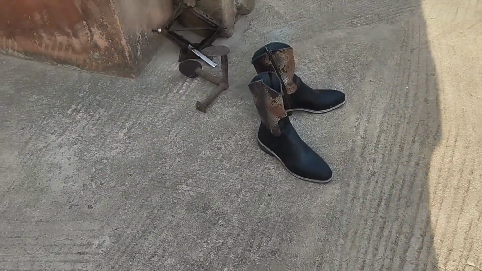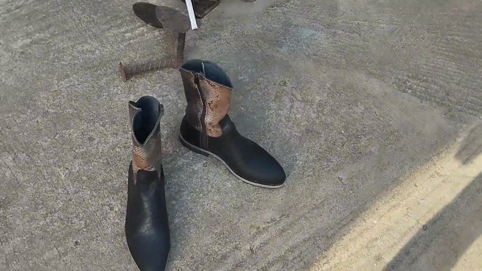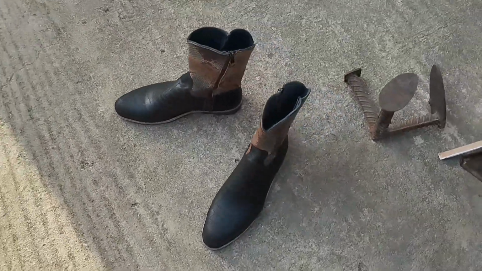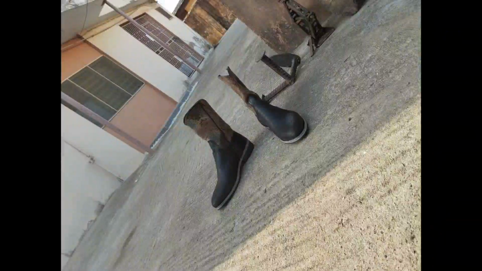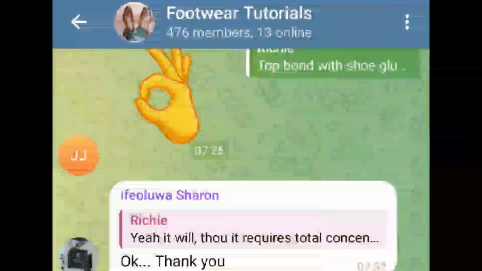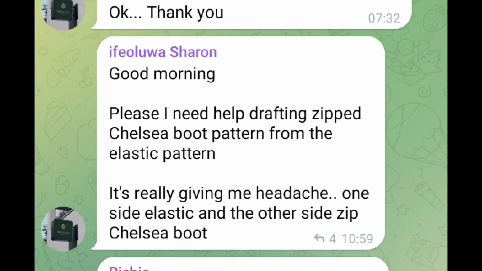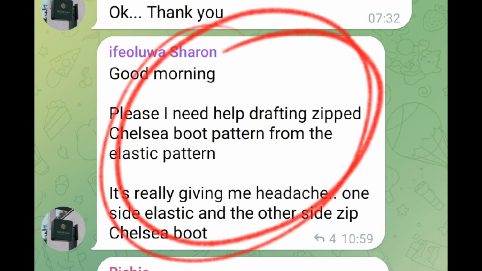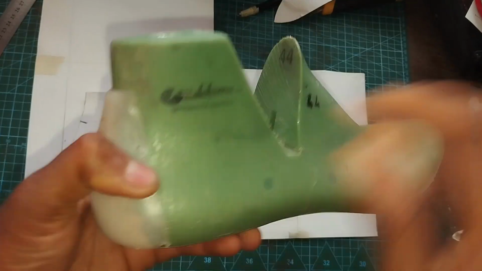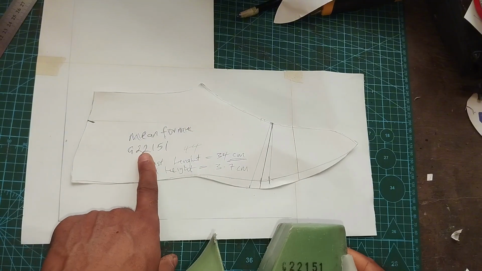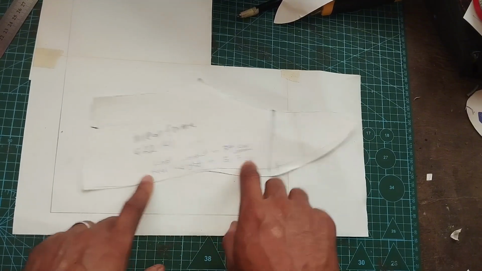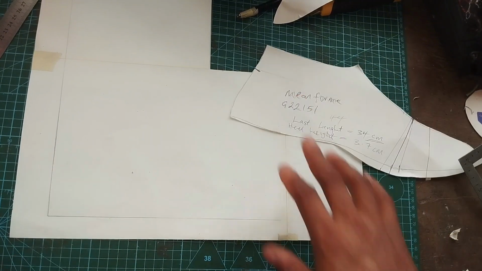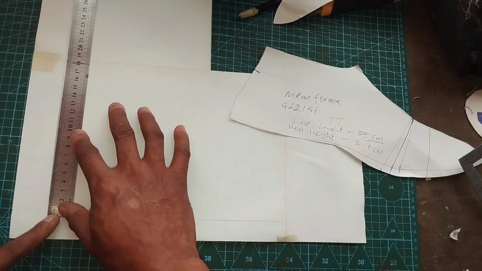Believe it or not, I made quite a number of mistakes in designing the pattern for this boot. Mistakes that I corrected nonetheless, but mistakes regardless. So while I was still trying to correct some of my mistakes, my friends at Telegram asked me how to design a Chelsea boot, a pair of Chelsea boots that has both the elastic and a zipper. So in this video, I'm going to use the mean form that I used for that pair of cowboy boots to design the Chelsea boots and put in both the patterns for the elastic and the zipper.